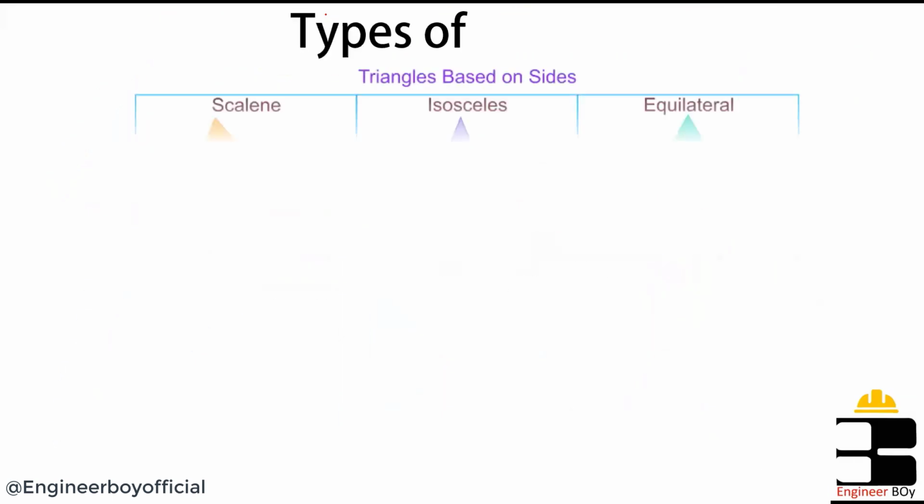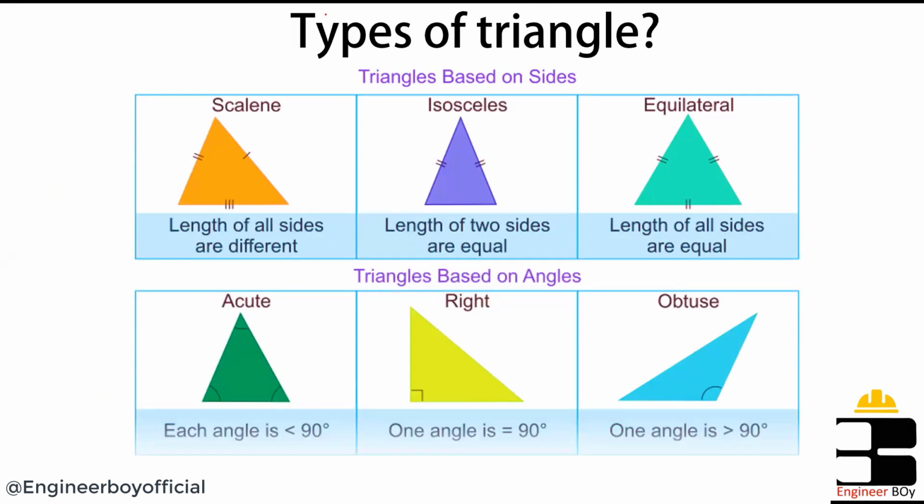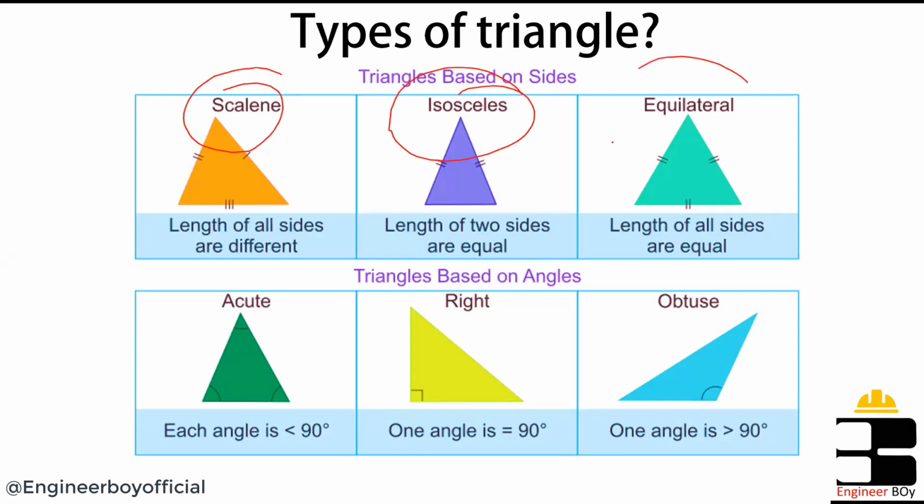Let's say we have different types of triangles, okay? Some are based on sides, some are based on angles. Now, as you can see, we have scalene, then we have isosceles, equilateral, acute, right angle triangle, obtuse. I'm not going to waste my time with this because you should study these things, okay? I'll be just working an example.